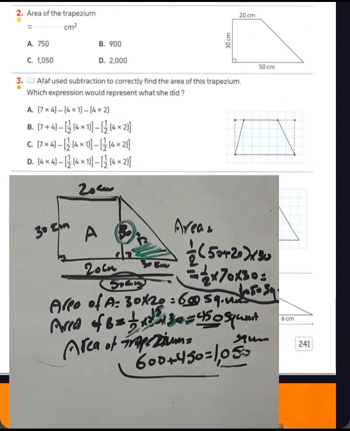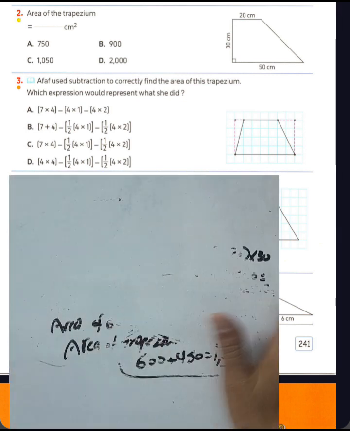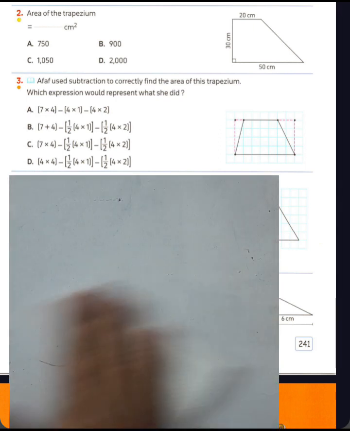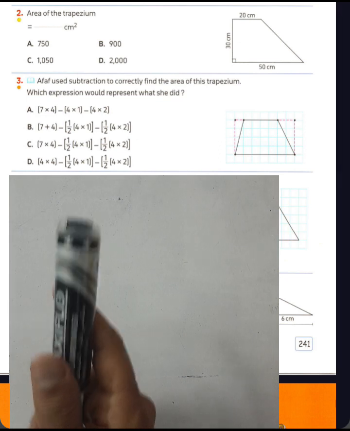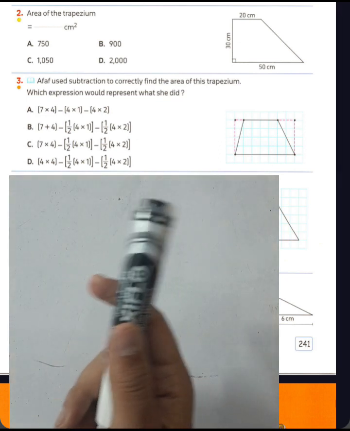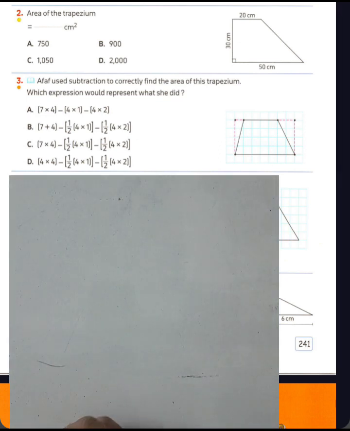Look with me at question number 3. Atif used subtraction to correctly find the area of this trapezium. Which expression would represent what she did? Okay, Afaf. Sorry, Afaf. You can solve the example by what?